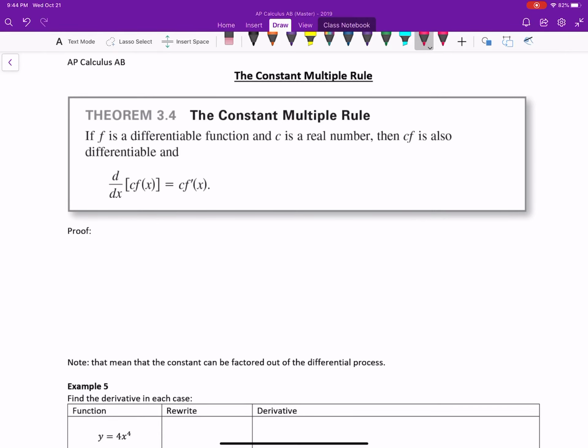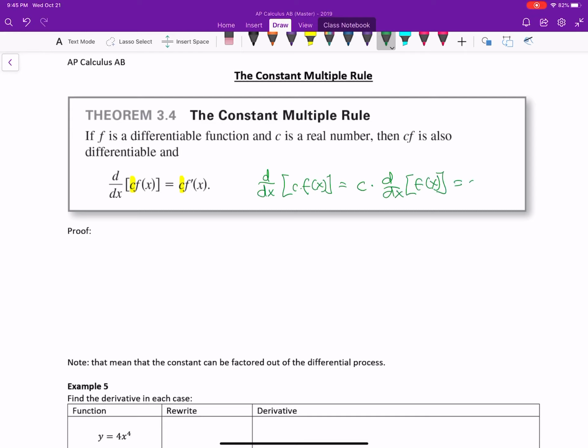So we have this constant multiplier in front of the function we want to take the derivative of. You can take that all the way out in front of the derivative. In other words, some people also rewrite it as d/dx of c times f of x. You can do c times d/dx of f of x, which then becomes c times f prime of x. So let's do the proof for it.